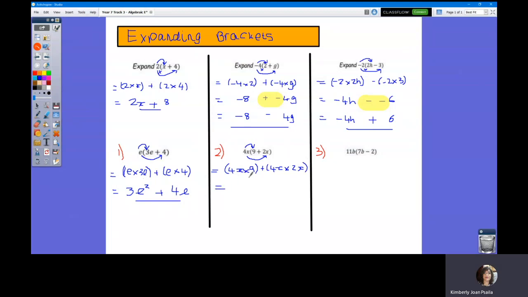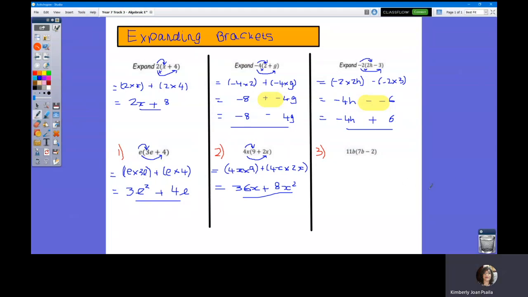So 4x times 9 gives us 36x. We write the plus. 4 times 2 gives us 8. x times x gives us x squared. Do we join these two together? No, since they are two different variables.